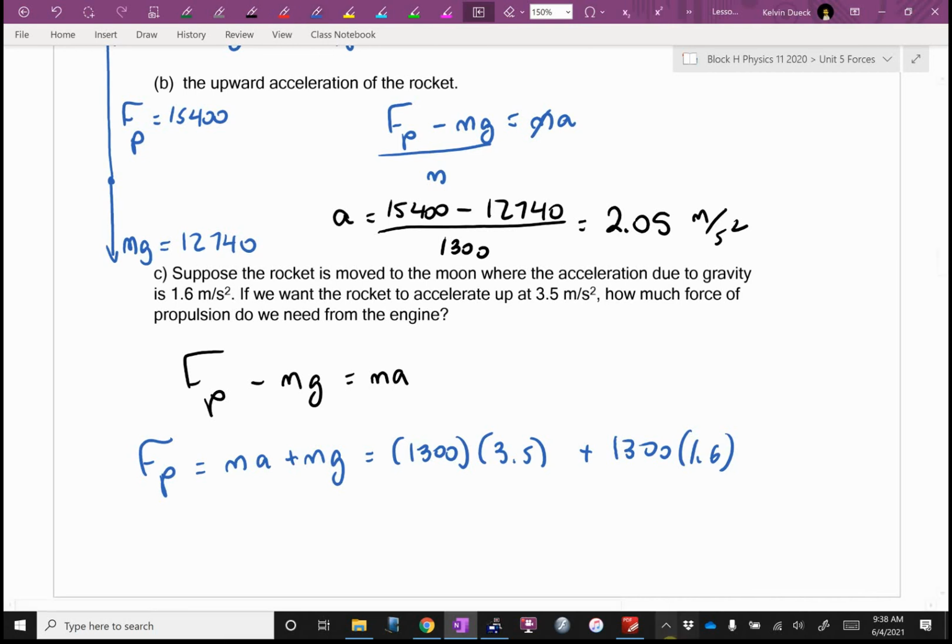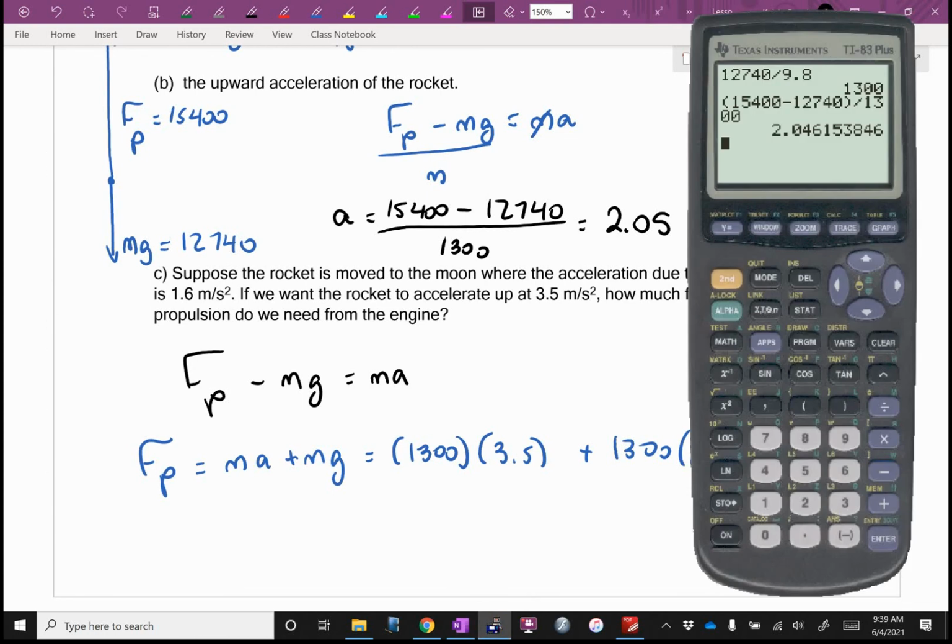Can I have Silver back? Because Silver was crying. What do you get? Can I do this one in my head? Maybe. It's going to be 1,300 times 1.9. Well, 1,300 times 2 would be 2,600 minus 130. So is it 2,600, 2,500, 2,470? No, I'm totally wrong, aren't I? I got 6,630.